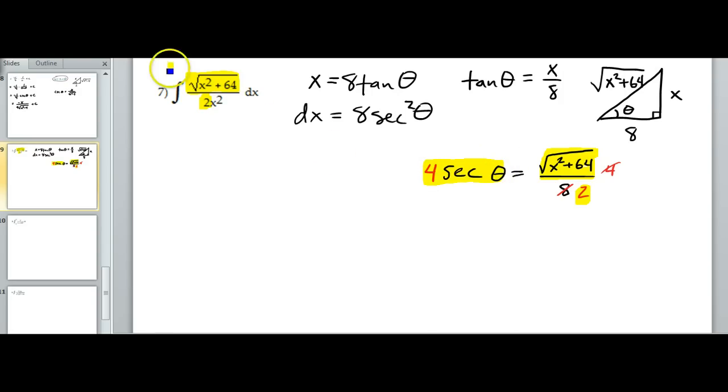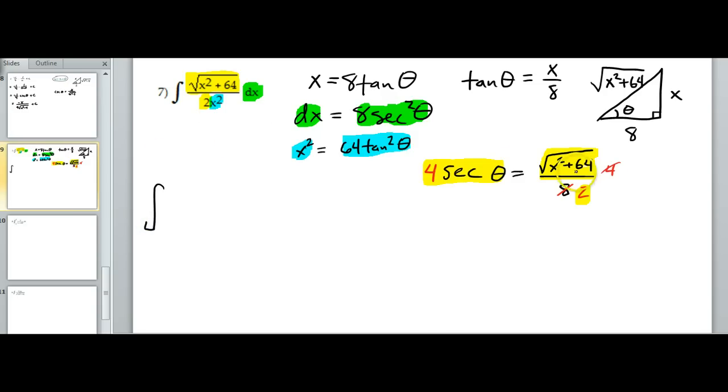Now, down there in the bottom, if you notice, we have an x squared. So we need to figure out what that is. Well, here's x, so x squared is 64 tangent squared theta. Now we know what that is in terms of theta. And then the dx. So we're ready to substitute in everything we have here.